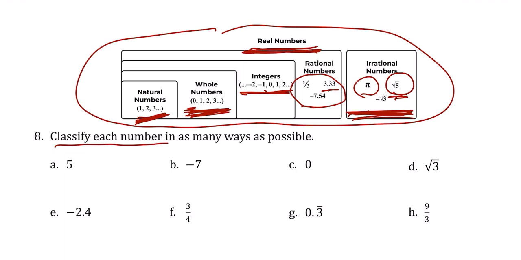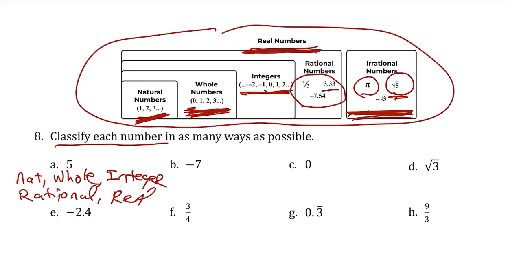All right, so let's look at each one and get started. So 5, it's definitely a natural number. It's definitely a whole number. So I'm going to abbreviate here. So it's natural, it's whole. And if it's natural and whole, it has to be an integer. It has to also be rational because we can write it as either a fraction or a decimal. It ends, it doesn't go on forever and ever without showing a pattern. So it's rational, and then we have real.